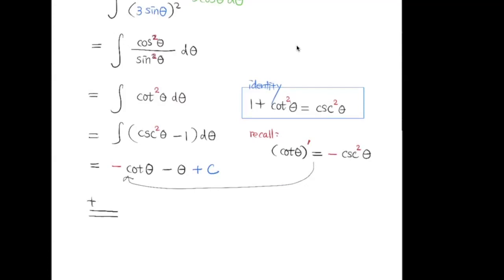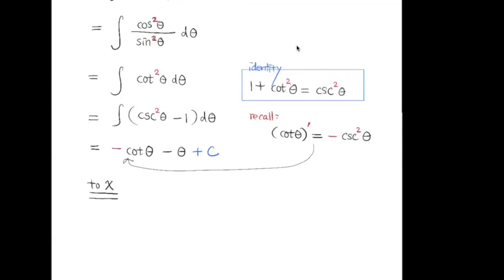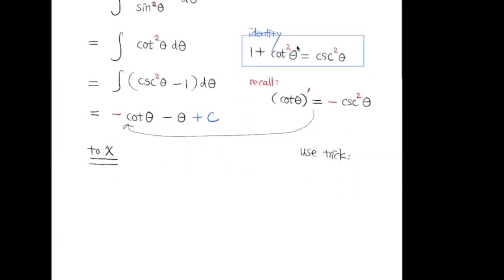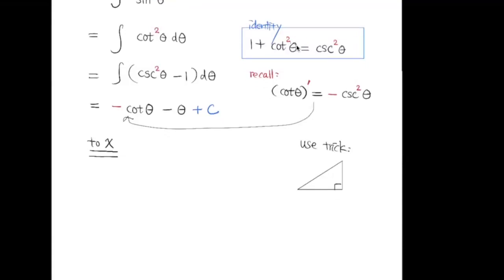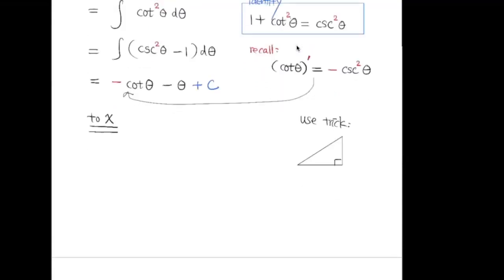To return back to x, I'm going to give you a trick also. It's a right triangle trick. What do we know about what kind of trig-sub we used? The trig-sub that we used before was x equal to 3 sine theta, right? So that was the trig-sub we used in the beginning.